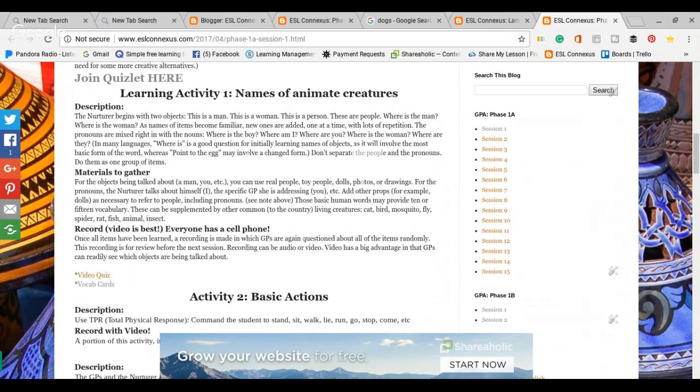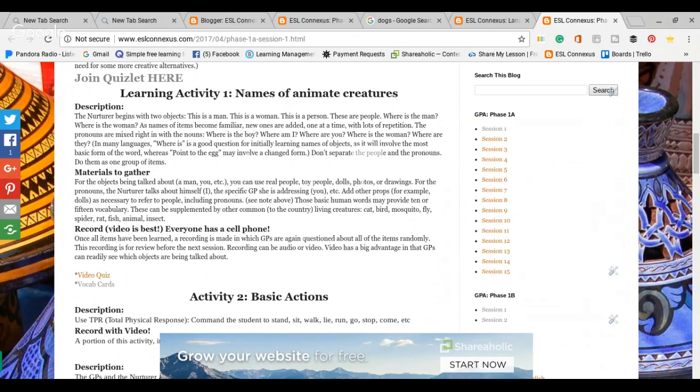And then you might ask questions. Where is the man? And then the growing participator is going to just point to the man. They don't need to say anything. They want to learn by listening and show that they understand by pointing. Where is the woman? As names of items become familiar, new ones are added, one at a time, with lots of repetition. The pronouns are mixed right in with the nouns.